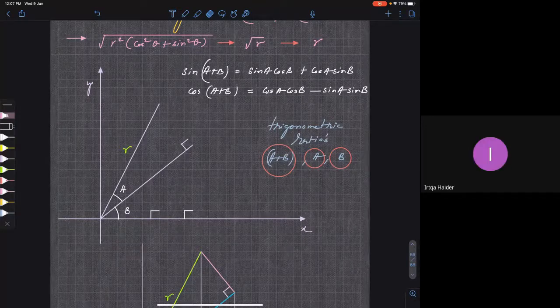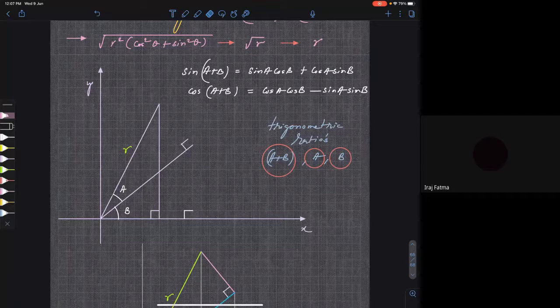Yes, sir. That means I have angle A, I have angle B, and I have angle A plus B. Are you getting my point? Yes, sir. But I don't have the right angle triangle, so I am trying to complete the right angle triangles. How? I dropped a perpendicular from that point to x-axis. Now I got a right angle triangle containing angle A plus B. Okay, clear?